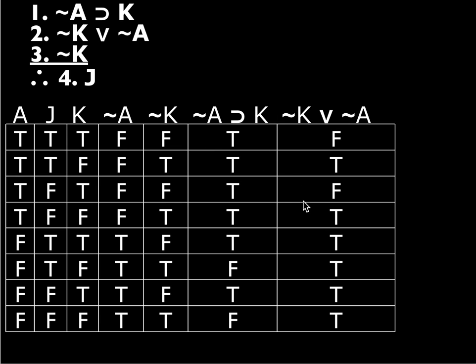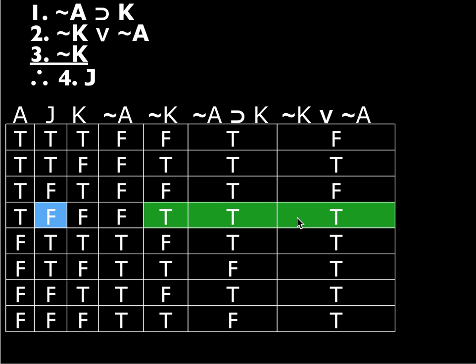Let's look right here. Row 4. I'm going to go ahead and mark those so we can see. On row 4, the premises are all true, the conclusion is false. So it's possible for the premises to be true and the conclusion false, so that argument doesn't satisfy the definition of validity. So that argument is invalid.